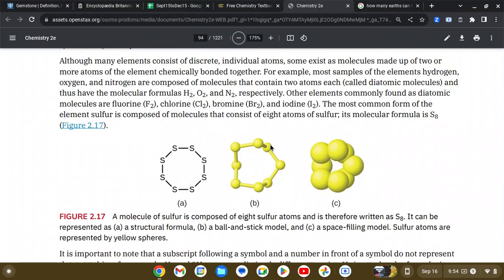Although many elements consist of discrete individual atoms, some exist as molecules made up of 2 or more atoms of the element chemically bonded together. For example, most samples of the elements hydrogen, oxygen, and nitrogen are composed of molecules that contain 2 atoms each, called diatomic molecules, and thus have the molecular formulas H2, O2, and N2 respectively. Other elements commonly found as diatomic molecules are fluorine, chlorine, bromine, and iodine. The most common form of the element sulfur is composed of molecules that consist of 8 atoms of sulfur. Its molecular formula is S8.